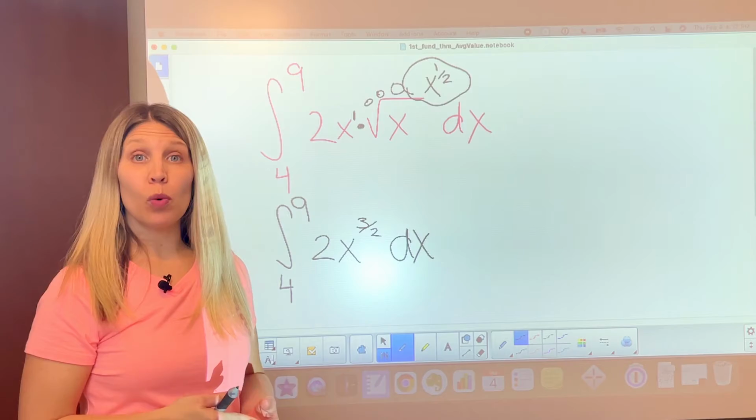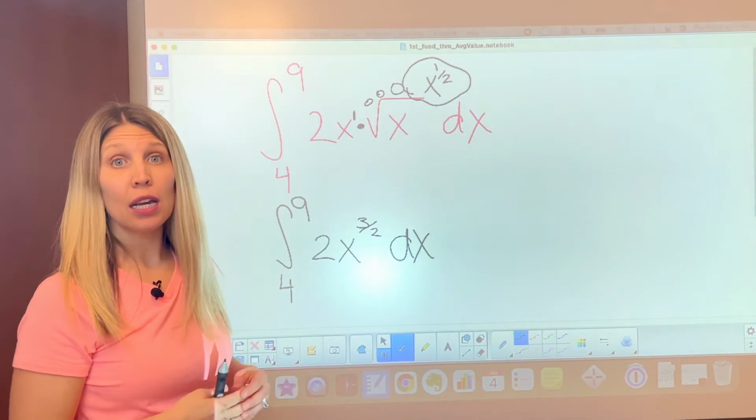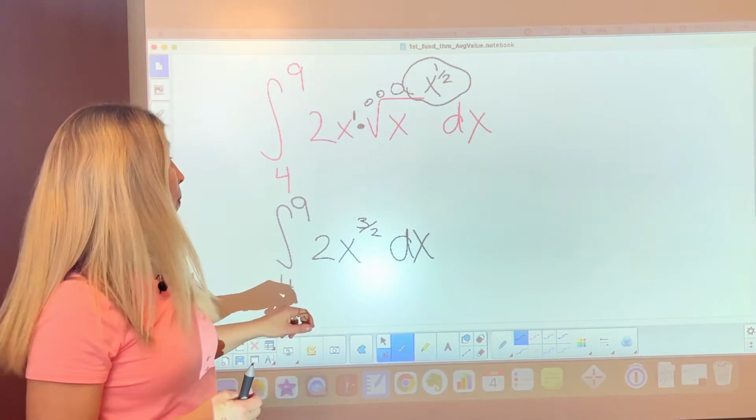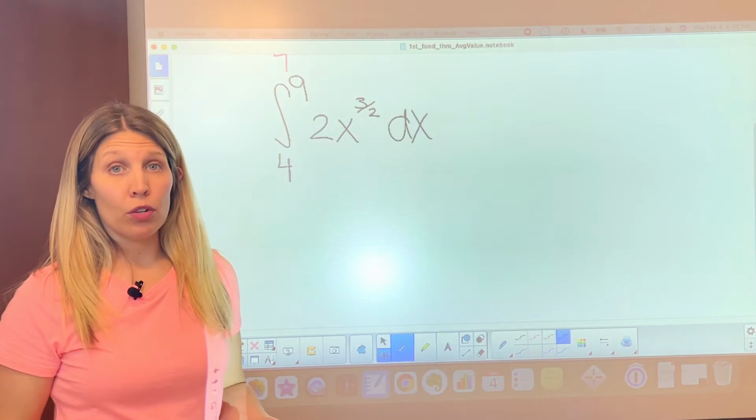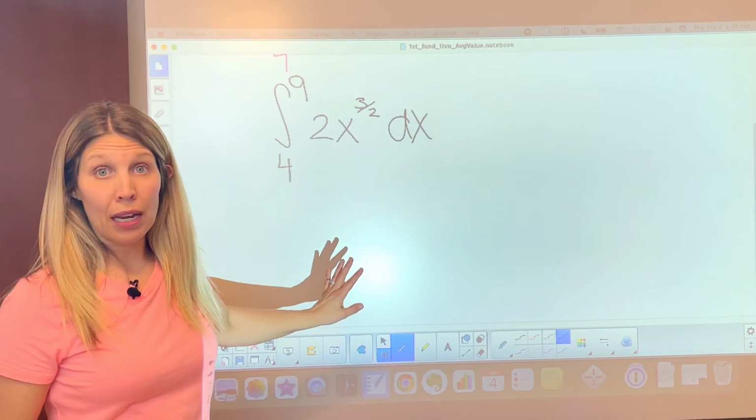So the first thing you're going to want to do is simplify the function that is next to the integral. Now we're going to integrate. Okay, so let's remember a couple things when we integrate this. First of all, that 2 is going to come down with it.